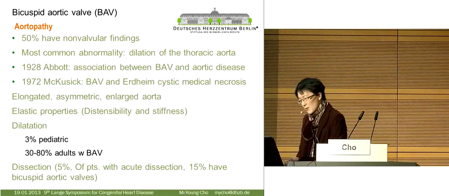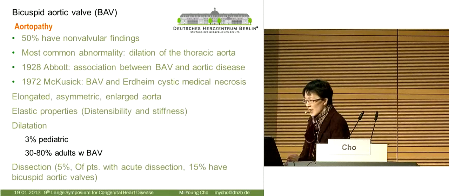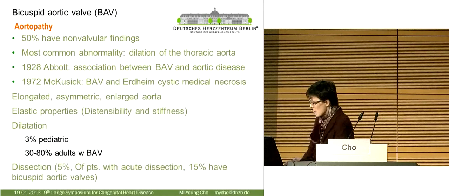So aortopathy is the most common finding in bicuspid aortic valve. Already Abbott described in 1978 that there is an association between bicuspid aortic valve and aortic disease. And in 1972, McKusick described this cystic medial necrosis. Often the aorta is elongated, asymmetric, enlarged, and there's a loss of the elastic properties and it becomes stiff. And 3% of the pediatric population already shows dilatation, and 30 to 80% in adults.